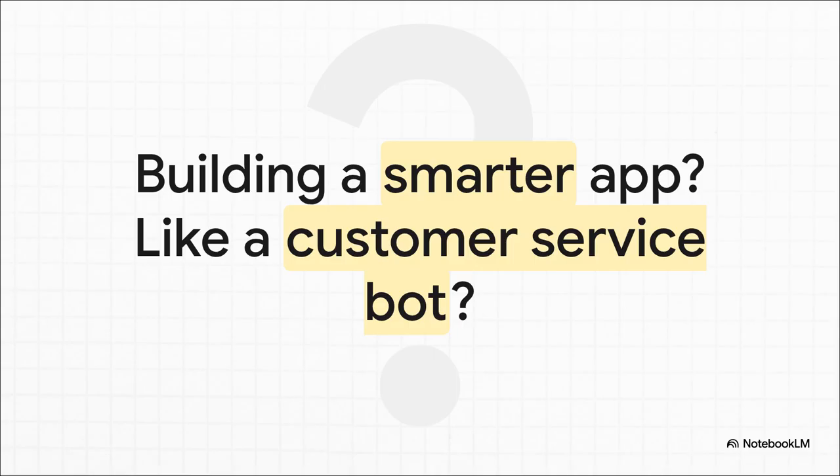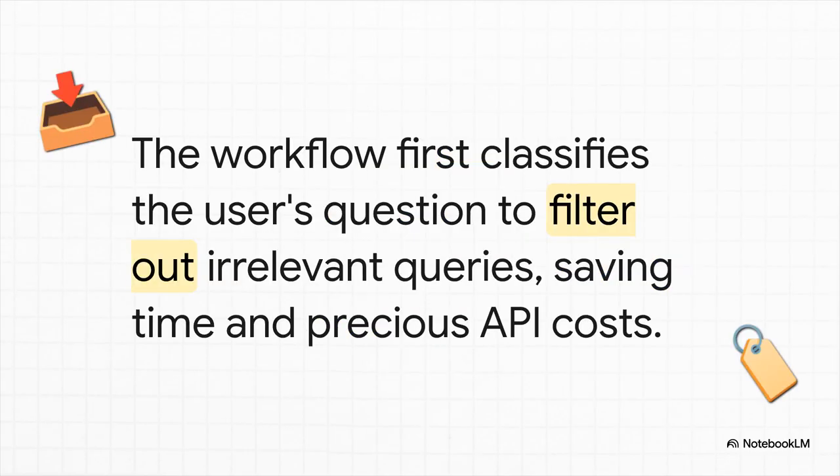Okay, that was a pretty simple one. But what about something smarter? Something with more moving parts, like a customer service bot that actually knows your company's products? This is where Dify's visual workflow builder, which they call Chatflow, is just awesome. So, a customer asks the question. The very first thing our workflow in Dify does is classify that question. It's like a bouncer at a club. It asks, hey, is this question actually about our product, or is it just random chatter? This first step is great because it filters out all the noise and saves you API costs.